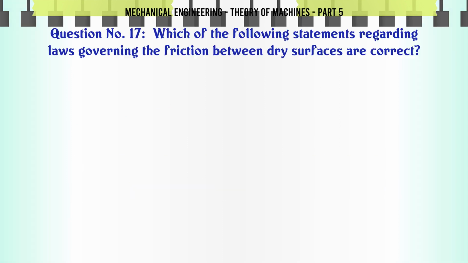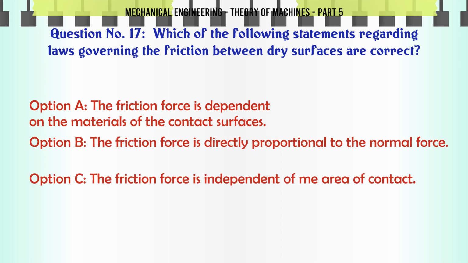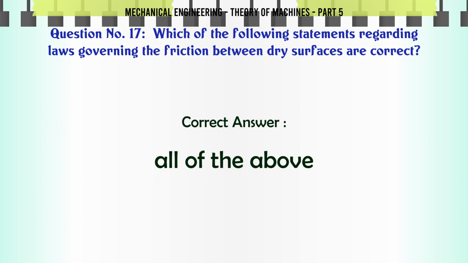Which of the following statements regarding laws governing the friction between dry surfaces are correct? A. The friction force is dependent on the materials of the contact surfaces. B. The friction force is directly proportional to the normal force. C. The friction force is independent of area of contact. D. All of the above. The correct answer is all of the above.